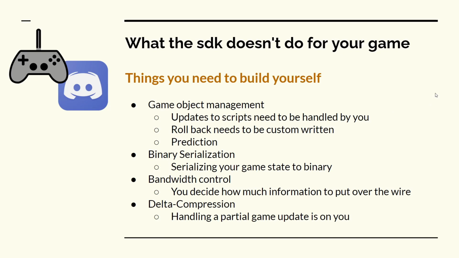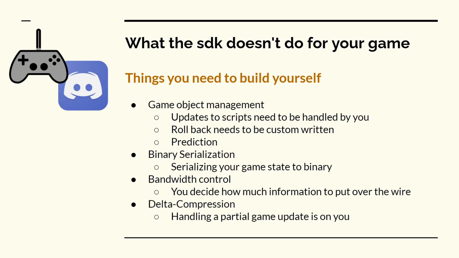What does this mean for your game? Sorry, things this does not mean for your game. Things you would have to build for your game that the Discord library does not provide. The Discord library does not provide game object management. The Unity component system that manages all the game objects, it would not handle anything of that nature. You would basically have to make sense of all the binary data coming from another peer, and you would have to decide what updates go to which game object yourself. Any kind of rollback or prediction would also have to be handled by you. Discord doesn't do any of that stuff.